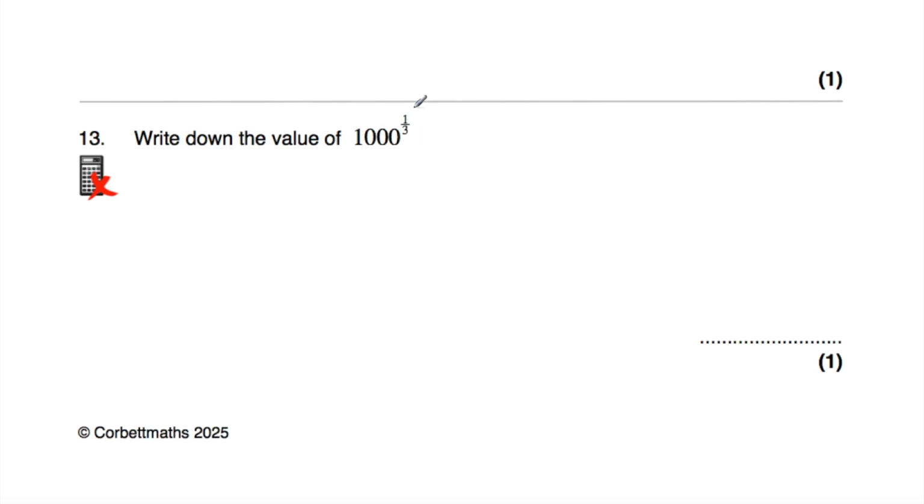So here we've got a power of 1/3. So that means we're going to take the third root, or the cube root of 1000. If we work out the cube root of 1000, that'll tell us what 1000 to the power of a third is. So the cube root of 1000 would be, what number do we times by itself again to get 1000? Well, that would be 10, because 10 times 10 times 10 is 1000. So that means that 1000 to the power of a third is equal to 10. And that's it. Okay, let's look at our next question, question number 14.